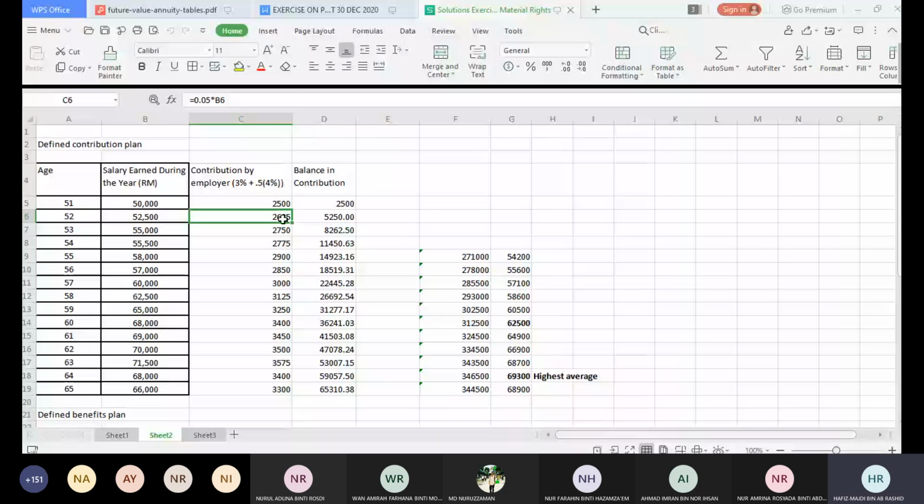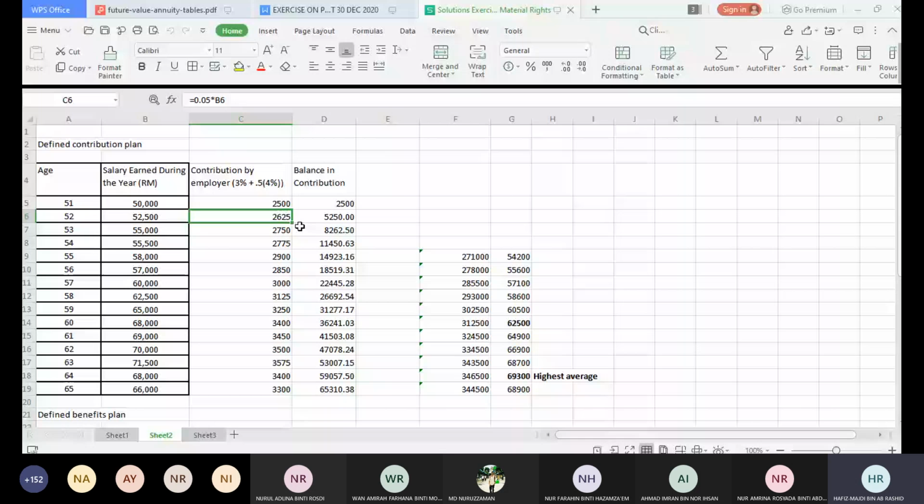Okay. For age 52, how much will the employer contribute? Again, that is a very straightforward calculation. It's 5% of the salary. Sorry, 5% of the salary, which is 52,500, is equivalent to 2,625. But how do you get this balance?